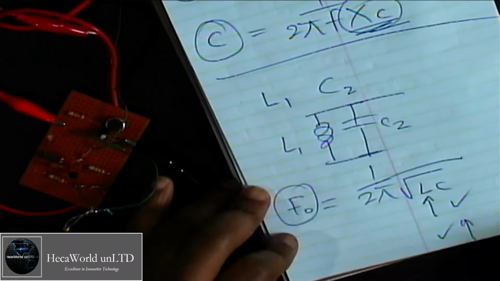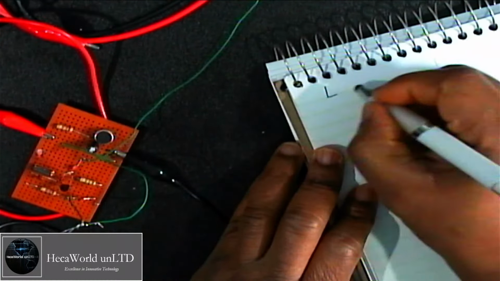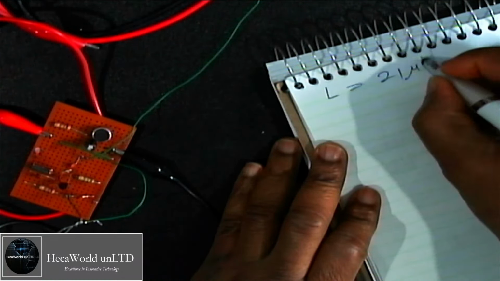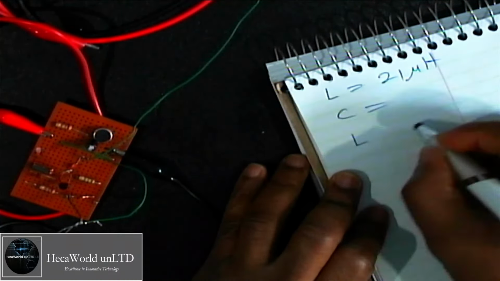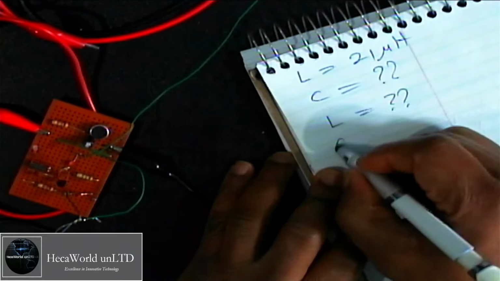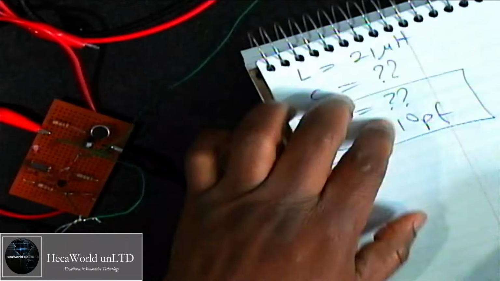I don't want you to be limited to only the things I tell you. In terms of what components to use, I want you to be free to choose your own value. Choose your value for L. Let's say you choose 21 microhenry, then calculate your C. Or you can say L is a question mark, I don't know what it is, but my C is 10 picofarads, whatever. So do that and calculate and get your F.